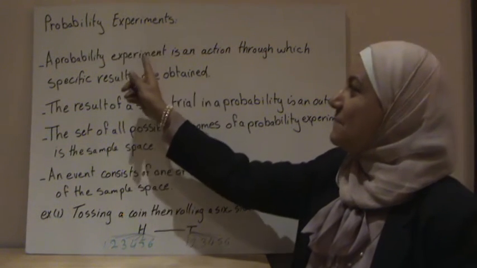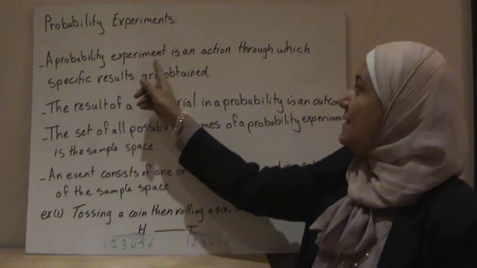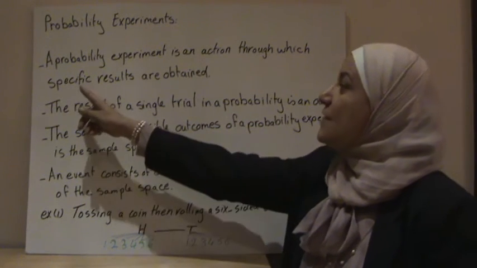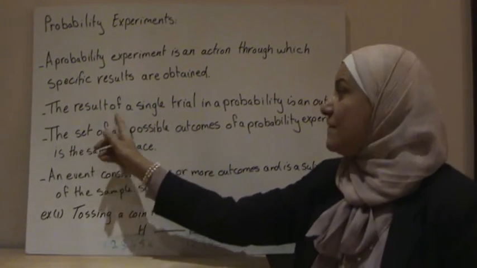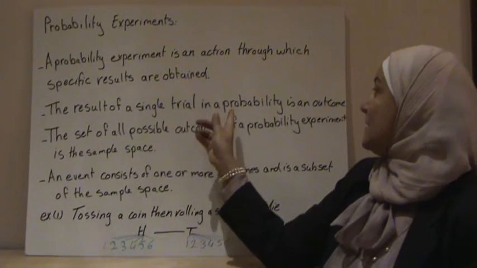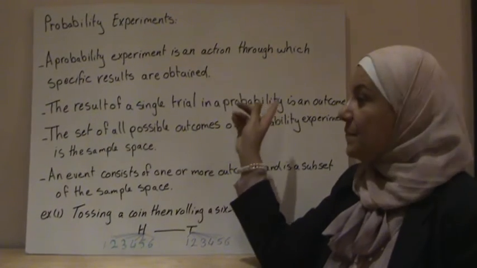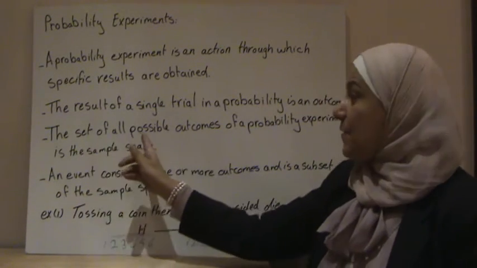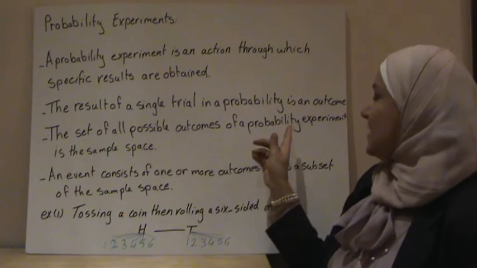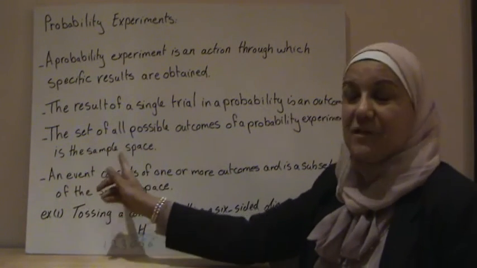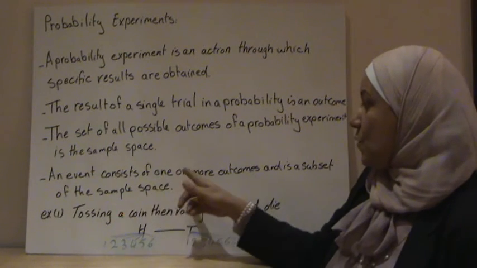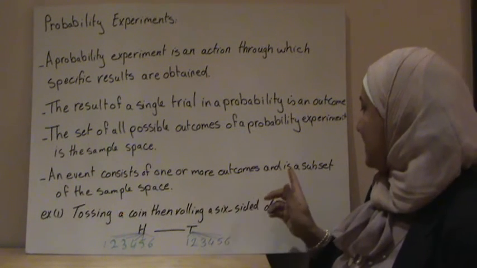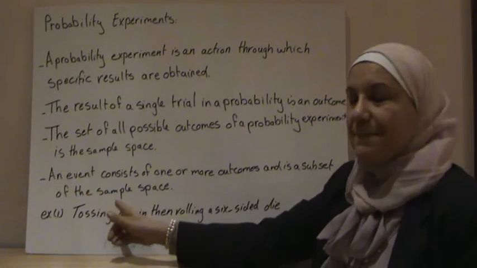Probability experiments. A probability experiment is an action through which specific results are obtained. The results of a single trial in a probability experiment is an outcome. The set of all the possible outcomes of a probability experiment is the sample space. An event consists of one or more outcomes and is a subset of the sample space.